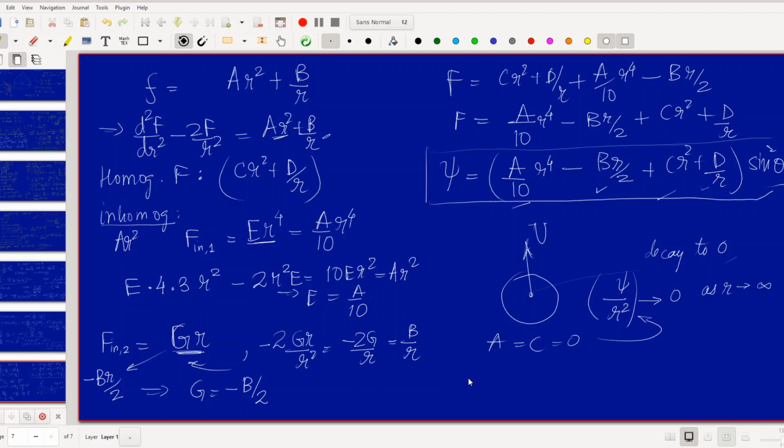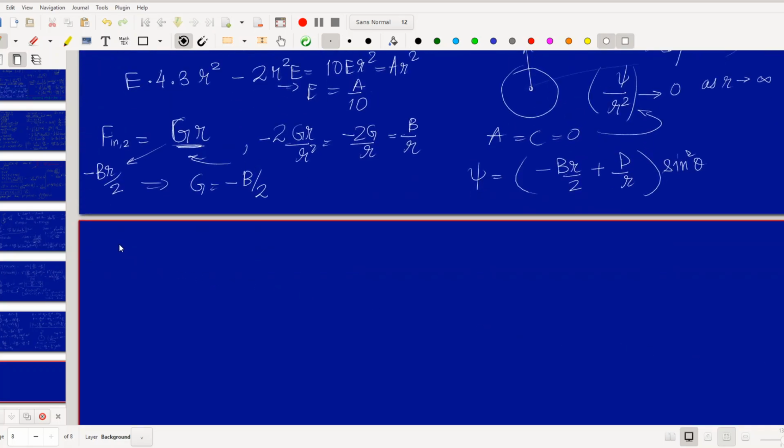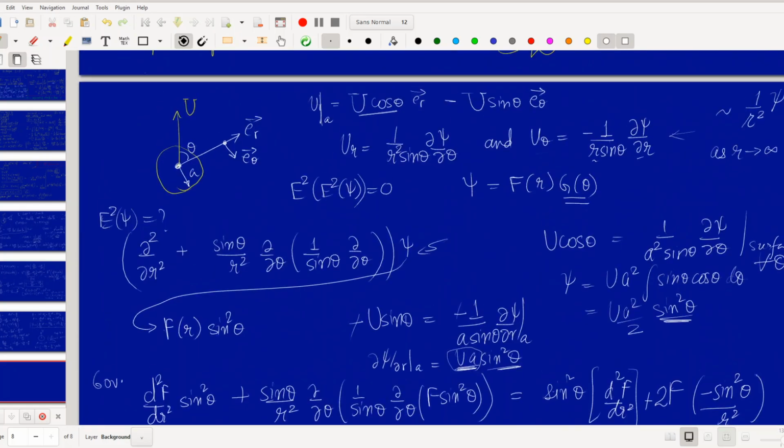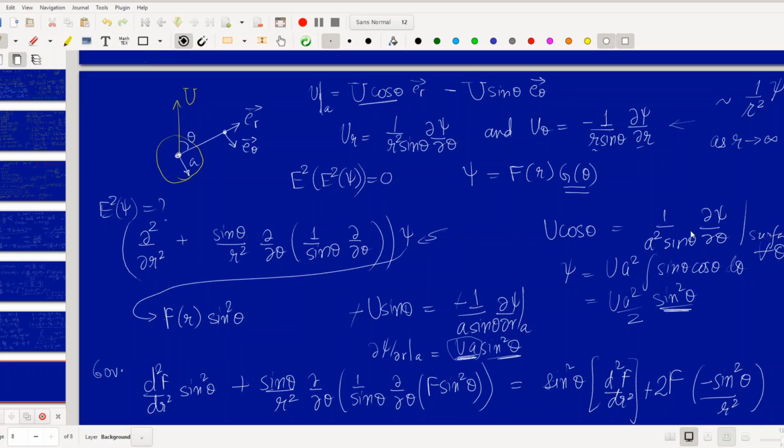It has to necessarily decay. So if a and c are equal to 0, it helps us in simplifying the expression as minus br upon 2 plus d upon r, times sine square theta. And now the only task that remains is to use the boundary conditions at the surface to evaluate b and d. So we've already written those over here. So u cos theta is this, which was one of the conditions, and del psi by del r at a is equal to this, which was the other boundary condition.